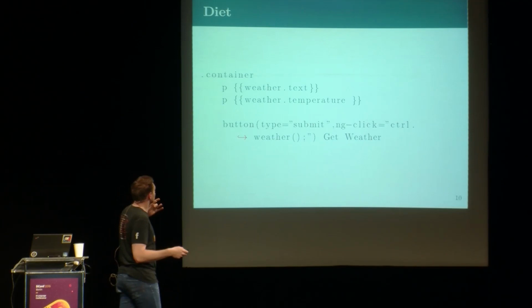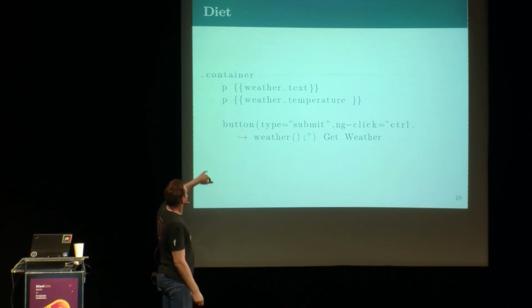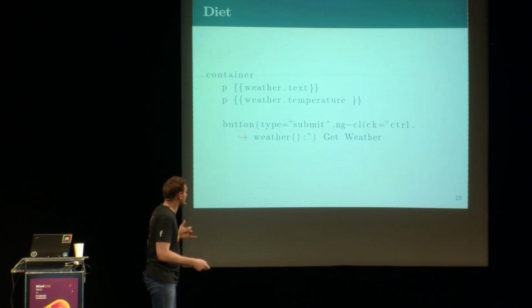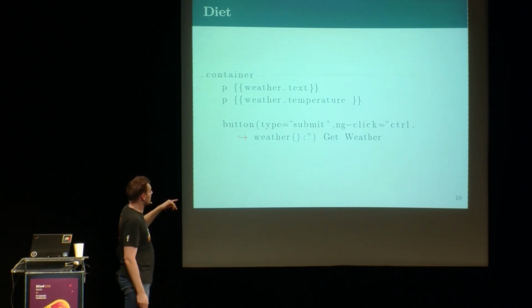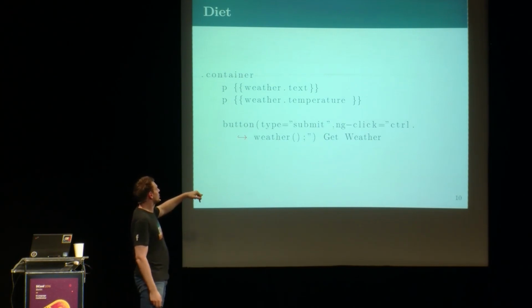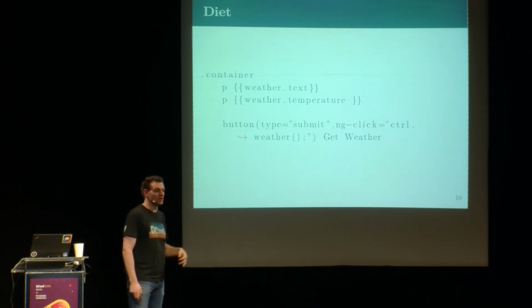And here we can actually see what we are doing with our weather. So there are two paragraphs. One is displaying the text of the weather, and the other one is displaying the temperature. And additionally, we have a button there, which is calling our weather method inside of our controller.